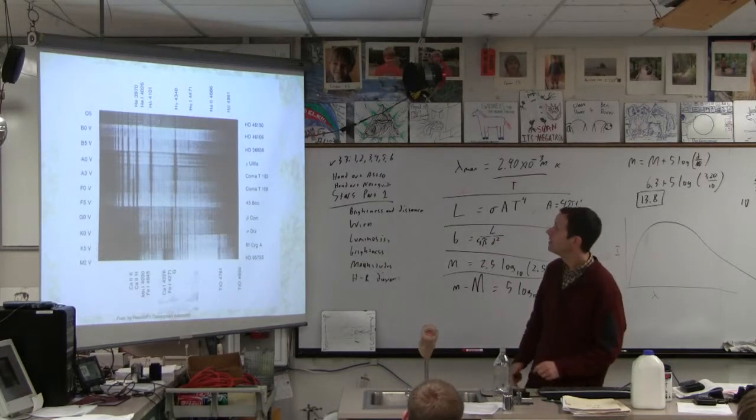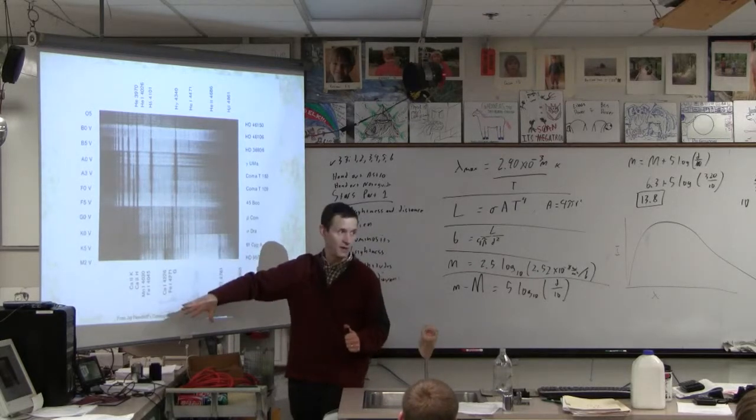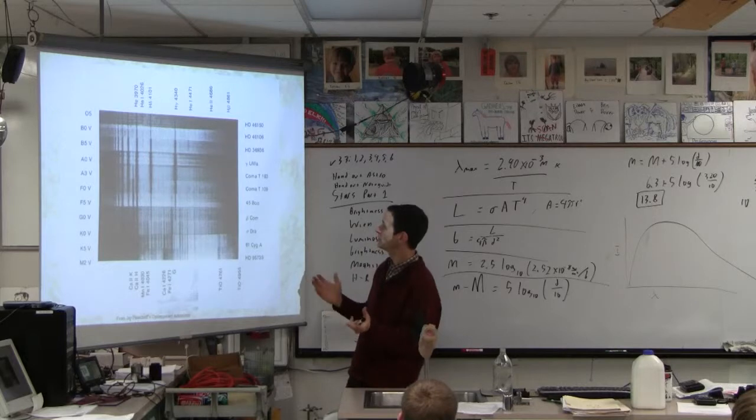This is a key concept. Here are spectra. Obviously, these are real spectra. They're not quite as crisp as that. That was a laboratory spectrum down there. This is like from real stars. And these spectra can show lots of things.